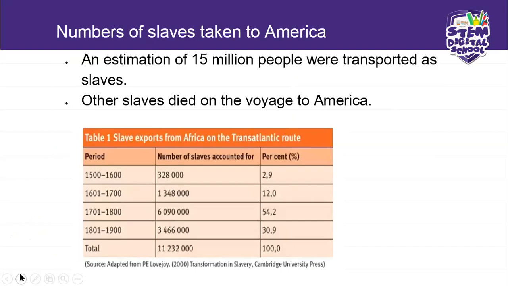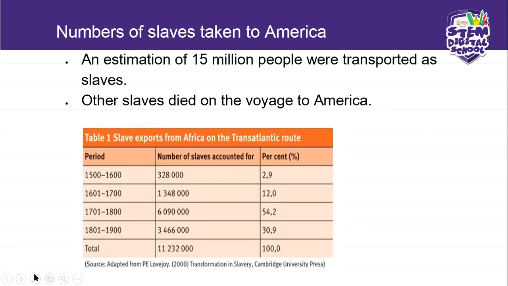And then how were the numbers of slaves taken to America like? There's an estimation of 15 million people who were transported as slaves. Other slaves died on the voyage to America. So that table is showing the number of slaves being transported to America. You can see the number was huge.